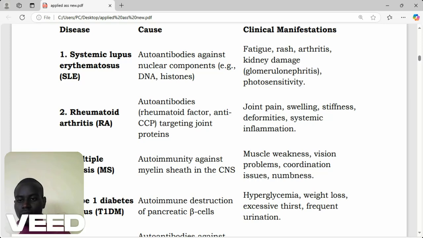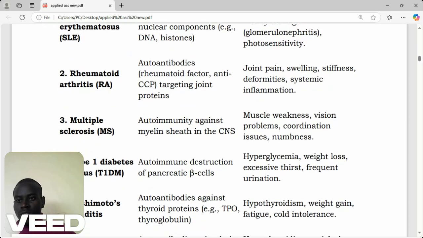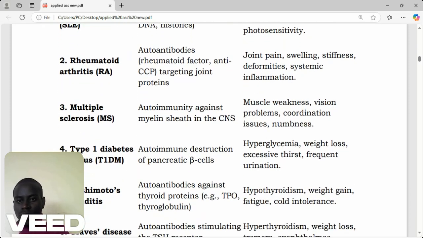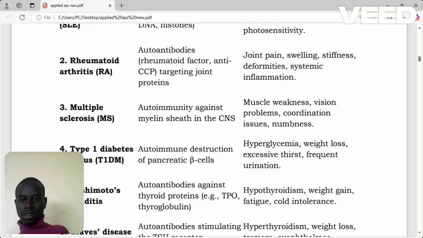The third disease or condition is multiple sclerosis. This is caused by autoimmunity against the myelin sheath in the central nervous system. Its clinical manifestations are muscle weakness, vision problems, coordination issues, and numbness.